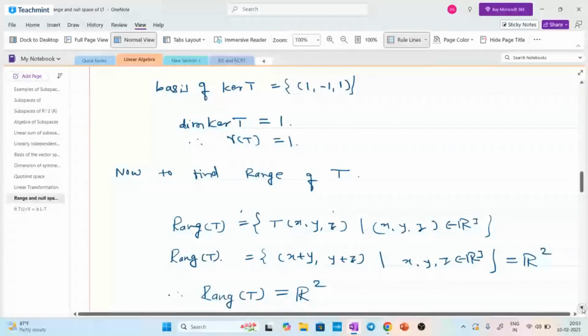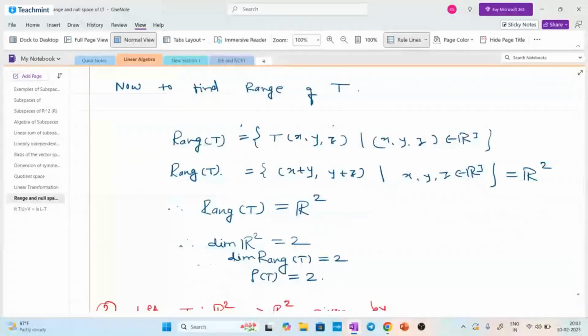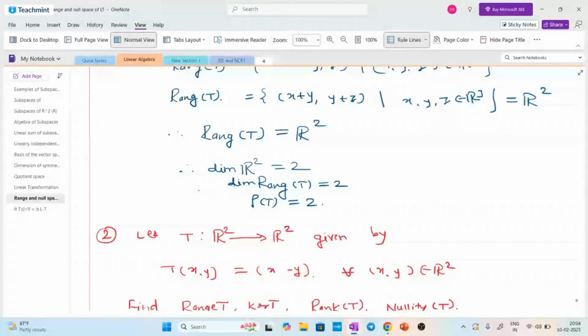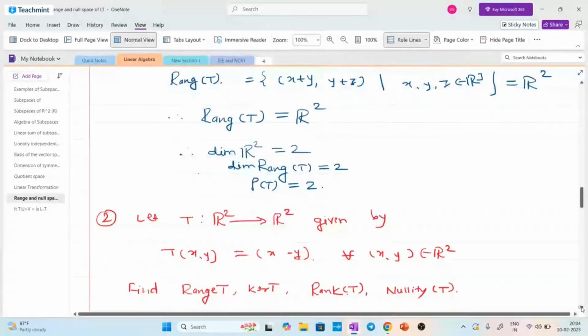Range of T by definition is (x plus y, y plus z), where (x, y, z) belongs to R cube. Here the two coordinates vary, therefore it is R square. So the range of T is R square. Therefore, the dimension of R square being 2, the dimension of the range of T is also 2. Therefore the dimension of the range of T, which is defined as the rank of T, is equal to 2. Okay, I hope all of you understand this example.